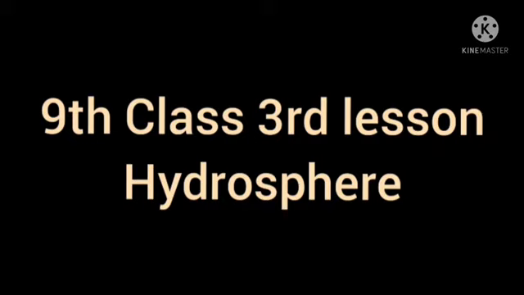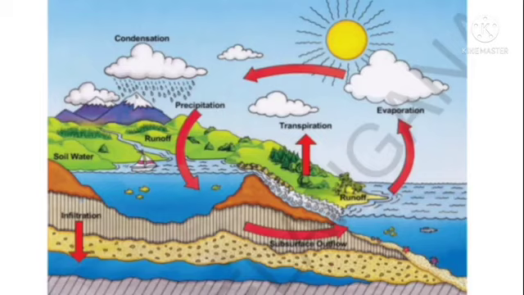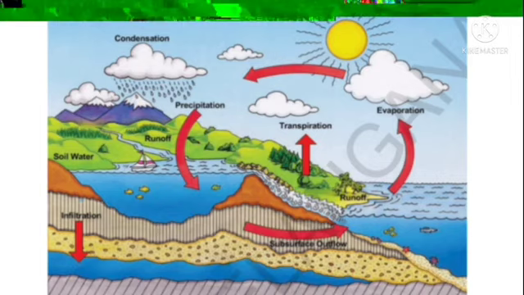Today we learn about 9th class 3rd lesson, Hydrosphere. Water is a cyclic renewable resource. It can be used and reused. Hydrological cycle is the circulation of water in different forms, the liquid, solid, and the gaseous phases. It also refers to the continuous exchange of water between the oceans, atmosphere, land surface, subsurface, and all organisms.